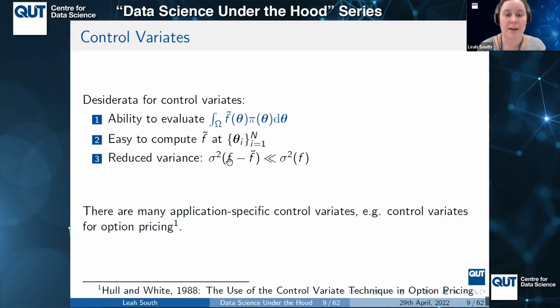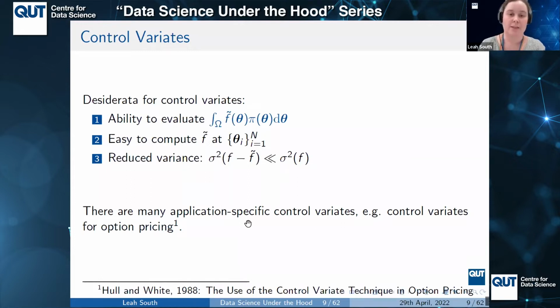So we want the variance of F minus F tilde to be less than, hopefully much less than, the variance of F. Okay, if we don't pick our F tilde well, it actually could be worse. So you can end up with a worse estimator. But if we pick it well, it can be much better.